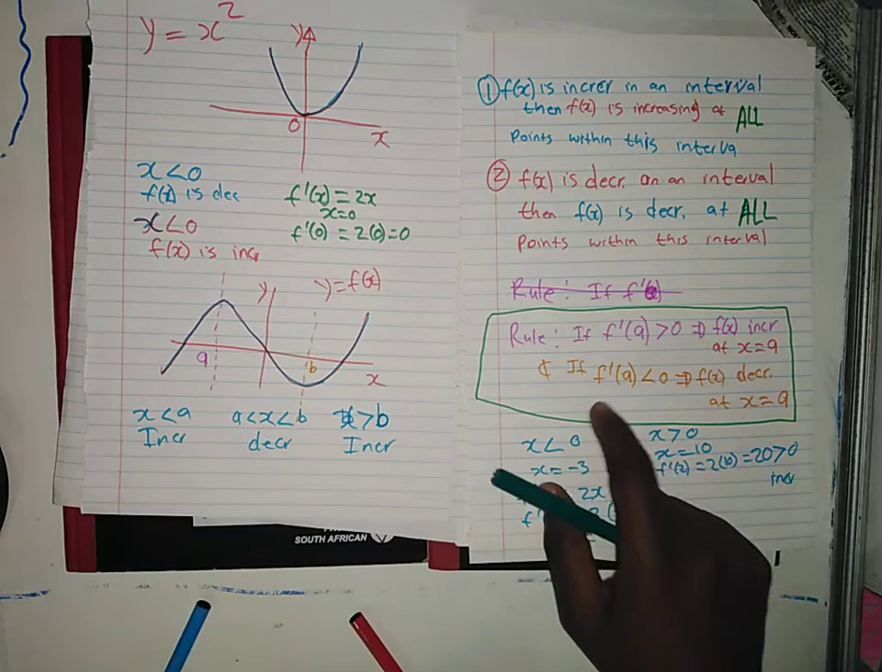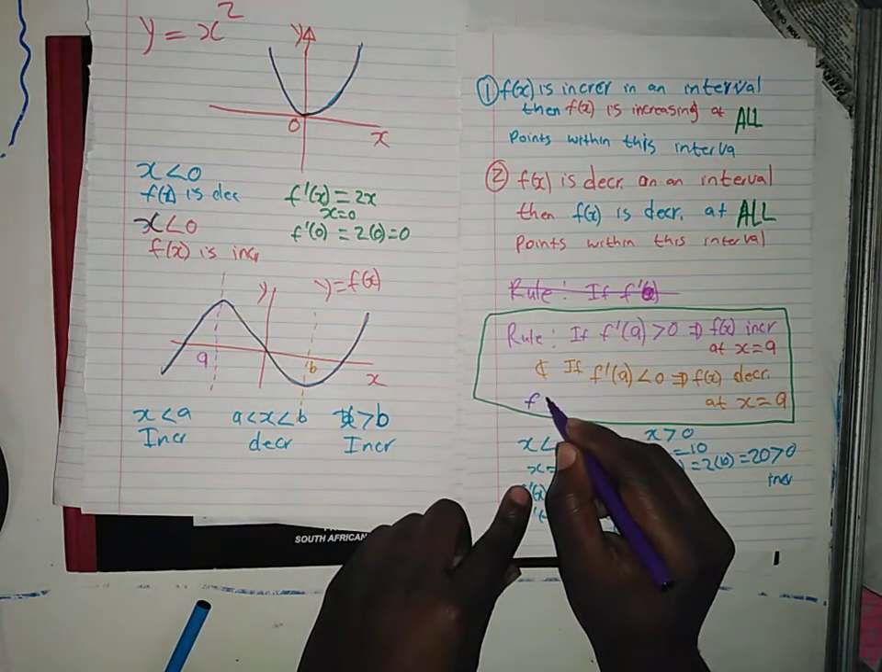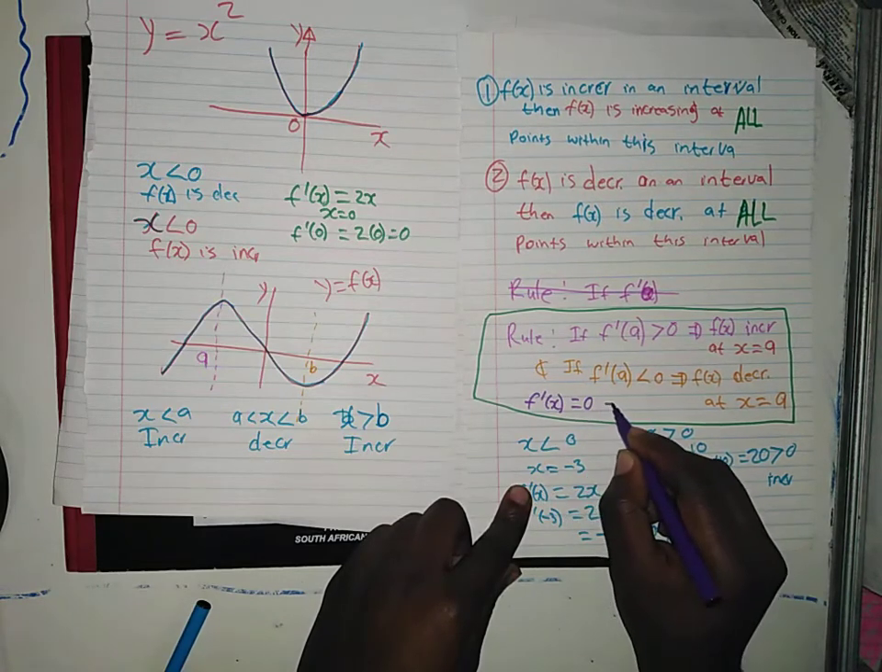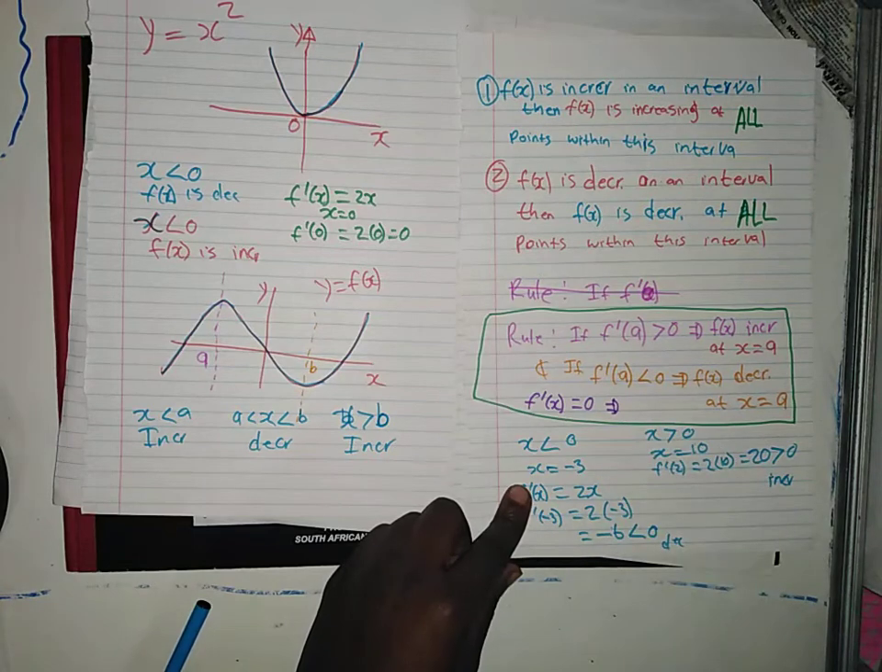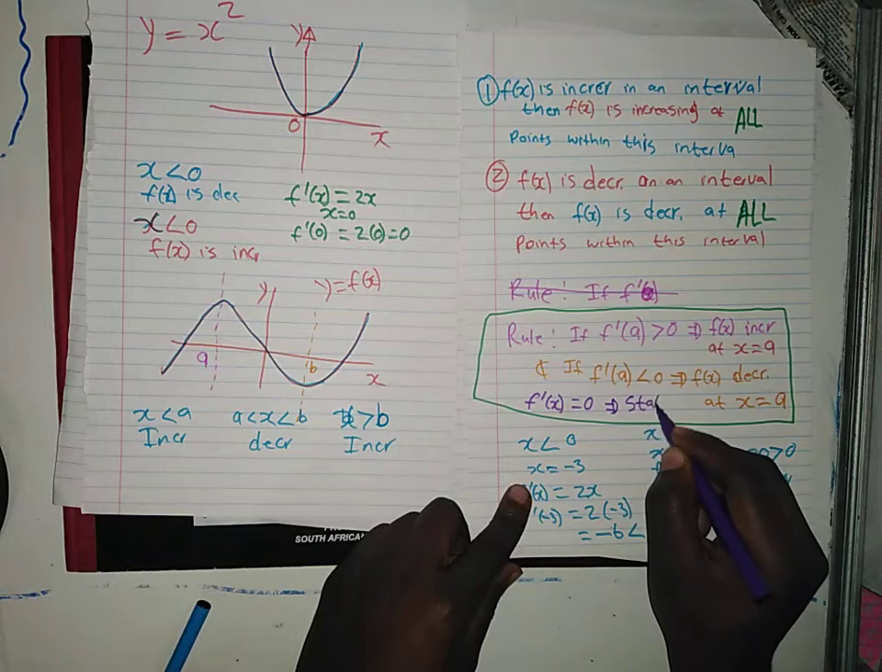So we then add the third part to this rule. Now what is the third part of this rule? The third part of this rule is nothing other than a very simple fact. The fact that if you've got f prime at x that is equal to 0, then these points are not increasing, they are not decreasing. So what are they? They are stationary.